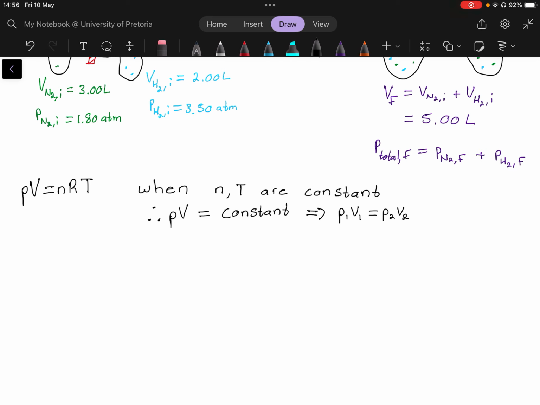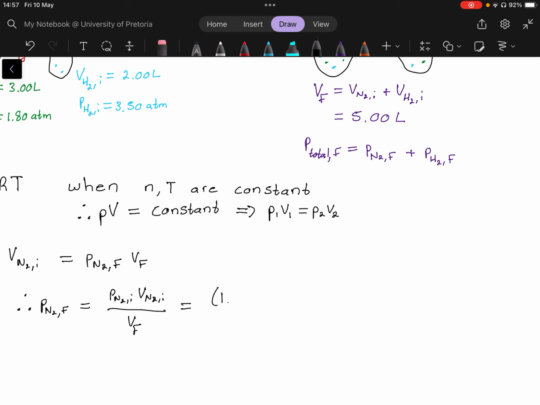So what does P1 V1 equal P2 V2 mean in this case? For nitrogen, it means that the partial pressure of nitrogen initially times the volume of nitrogen initially will be equal to the partial pressure of nitrogen after mixing times the volume of the final mixture. So just F, because there's no volume for nitrogen and volume for hydrogen still, it's now just the total volume. And what are we interested in? We're interested in the partial pressure of nitrogen at the end, so the final one. Therefore, the partial pressure of nitrogen in the final state is equal to the partial pressure of nitrogen initially multiplied by the volume of nitrogen initially divided by the final volume.